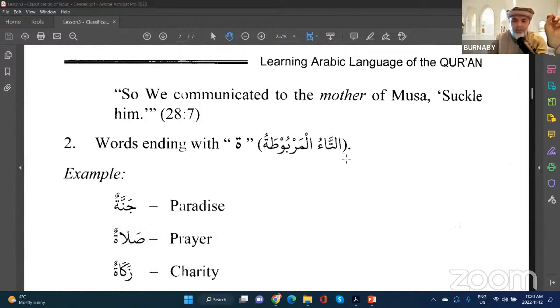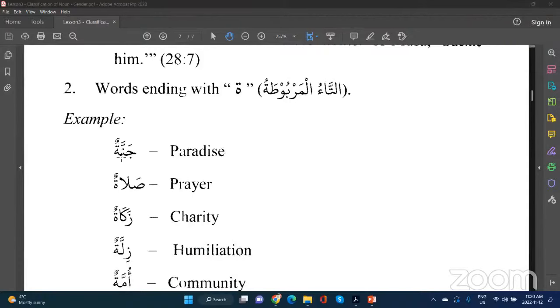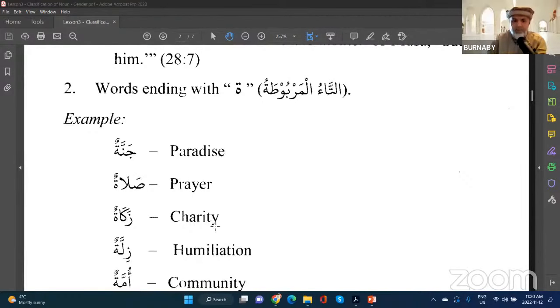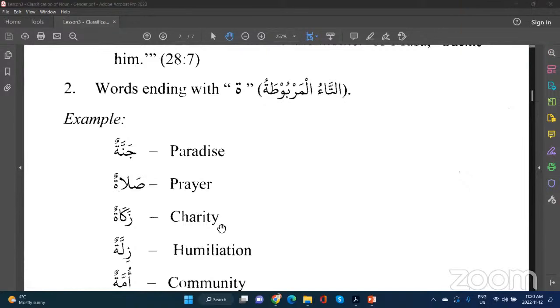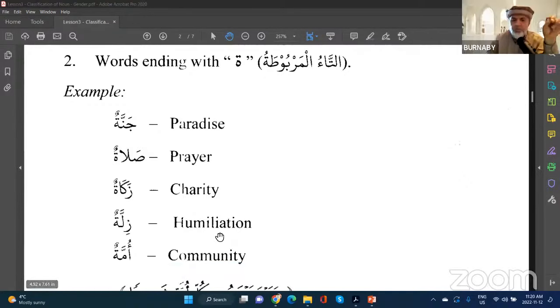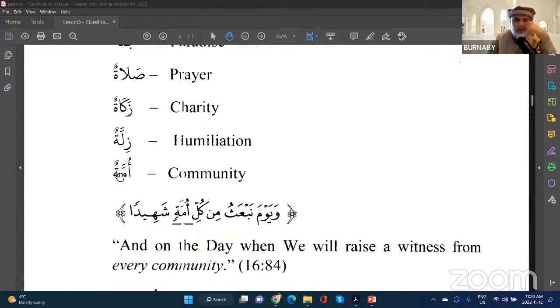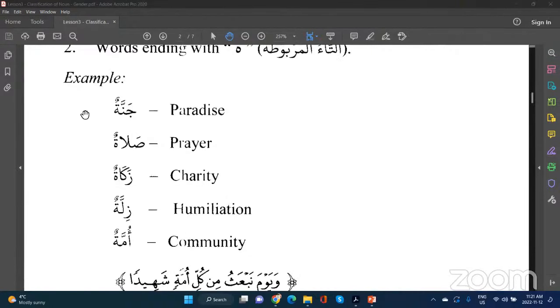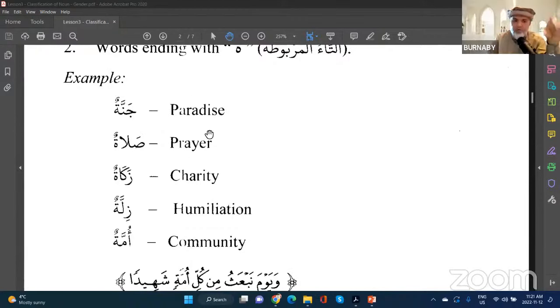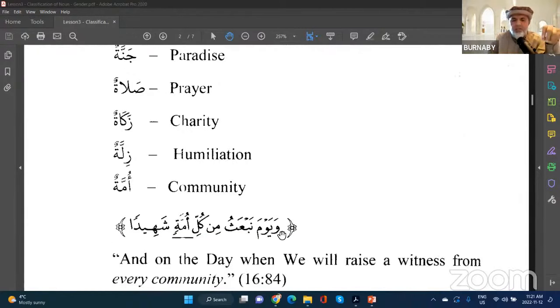Then we have some words which have this ta marbuta at the end. So jannatun, paradise, is feminine, muannath. Salatun, prayer, muannath. Zakatun, charity, muannath. Zillatun, humiliation, muannath. Ummatun means a community, a nation. Because of this ta marbuta, you are going to say this noun is feminine. By the way, these are all vocabulary for you. If you didn't know before, now you know that jannatun means paradise, and also that it's feminine. There is an example here.